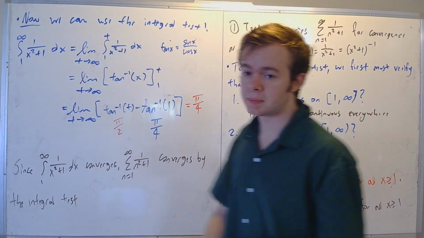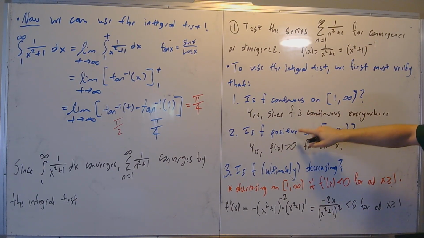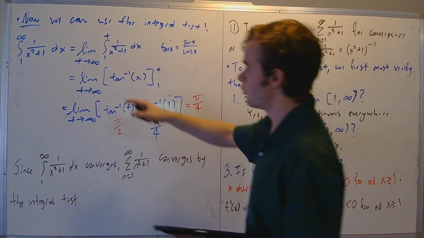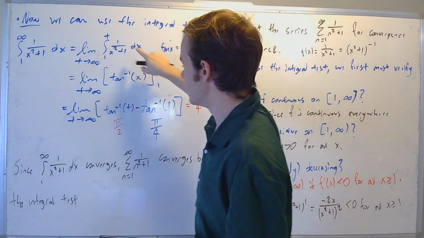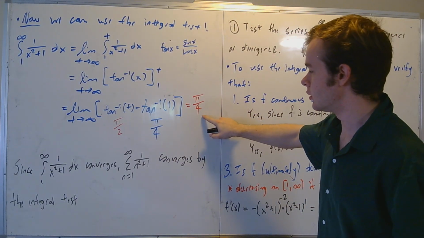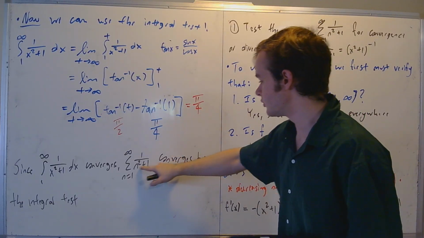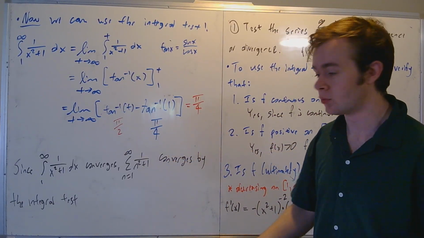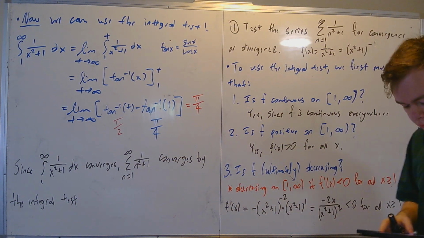Right, so just think back to what we did in this problem. First, we validated that our function is continuous, positive, and ultimately decreasing. Second, we took the integral of our function from 1 to infinity, and we got this number, and this number is going to be bigger than or equal to the value of the sum. So this sum is at most pi over 4, and since that's true, it actually converges by the integral test.